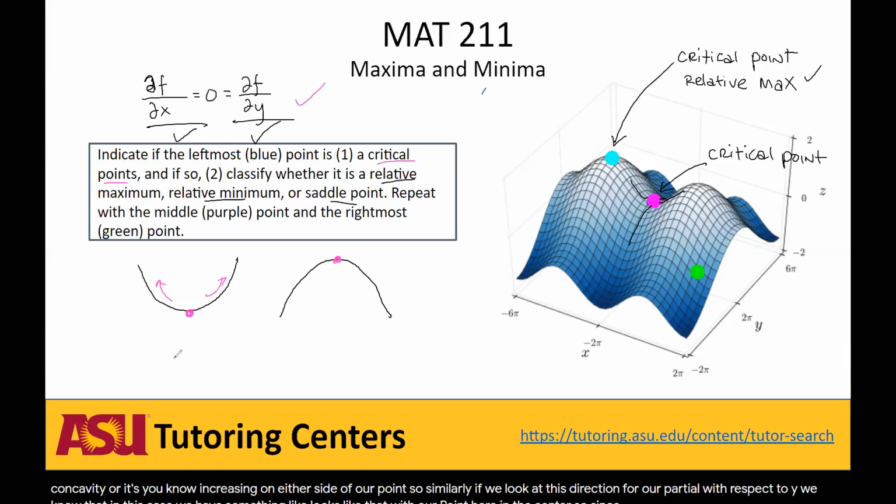So since in one direction we have positive concavity, the other direction we have negative concavity, we know that this purple point here is going to be a saddle point. And it kind of looks like a little saddle if you look at it. You know, looks like you can kind of sit in it and ride a horse or something. So let's write that in here. This is a saddle point.